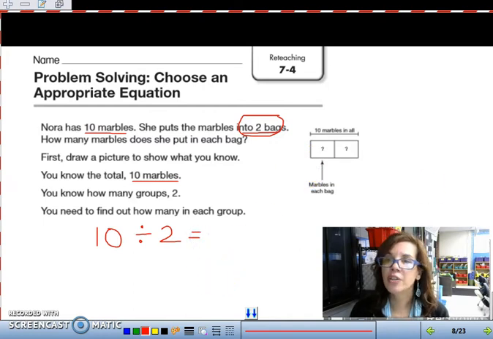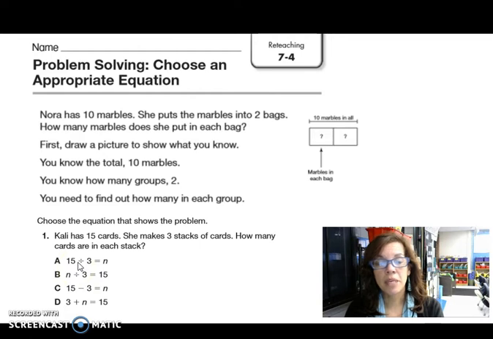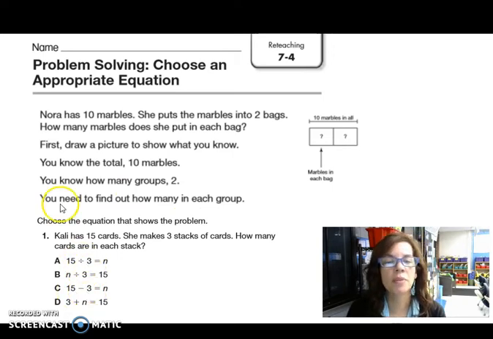All right, here's another problem that I want you to look at. I just fast forwarded down here. This is going to be problem 1 in your reteaching page. By this time, some of you have already met with me in a group. Some of you are ready to meet with me in a group. So now I'm here to hold your hand in this video, kind of giving you a little elbow support. Let's read this problem together. Let's choose the equation that shows the problem.